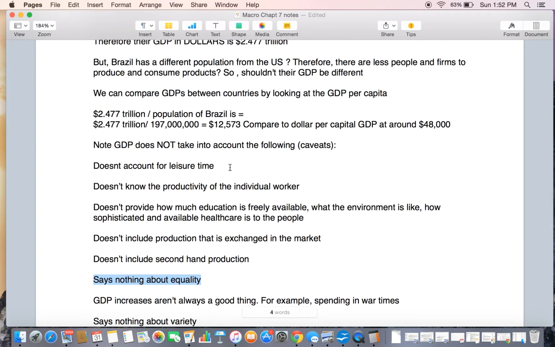GDP also doesn't take into account leisure time. So in certain countries, there might be more leisure time available, and that certainly does have a value, and that value is not being accounted for in the GDP figures. So here you might say, well, in the US, we're substantially better off than those on average in Brazil. But we don't know anything about their leisure time. We don't know anything about the productivity of the individual worker. Are workers very productive in the United States? Are workers just not very productive in Brazil? Is that why their GDP per capita is so low? We don't really know.